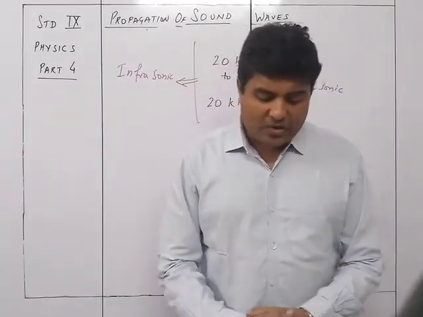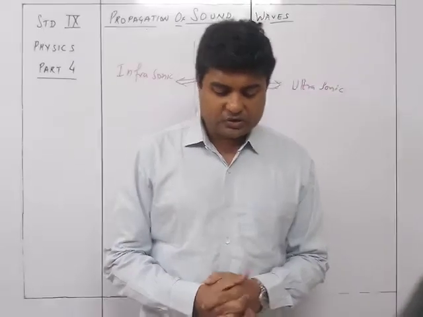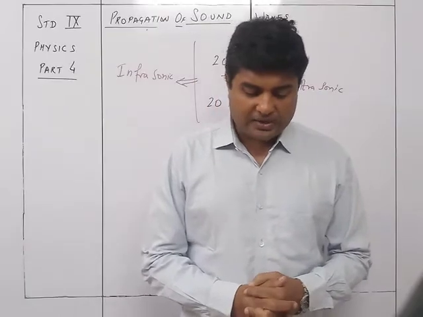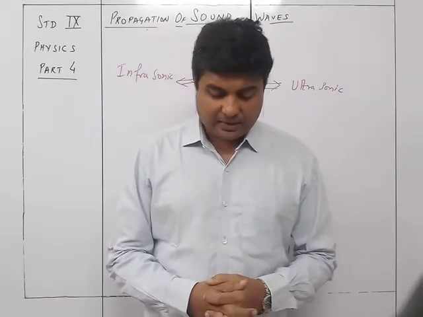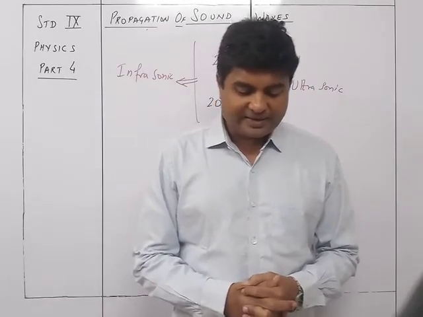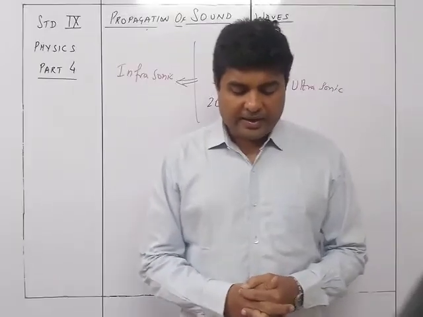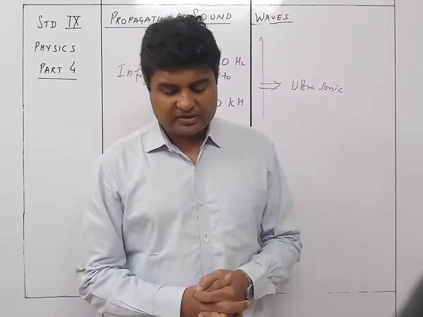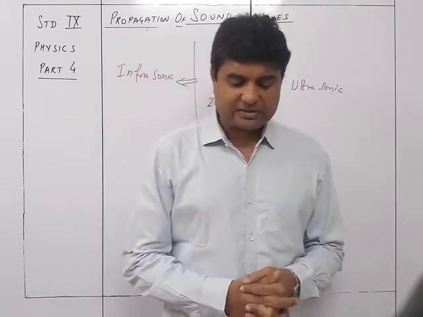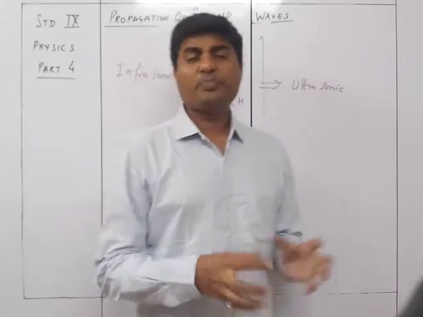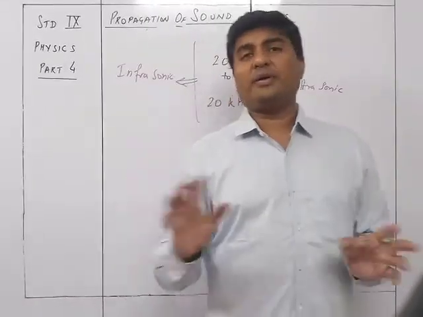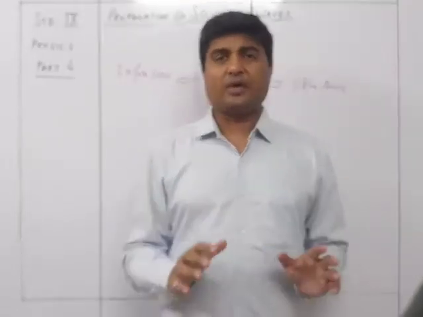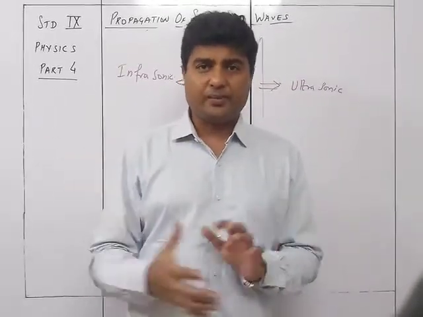We have read that sound of frequency above 20,000 hertz is called ultrasound. Ultrasound can travel quite freely in solids and liquids, but in gases its intensity falls. In a medium, it travels with the same speed with which audible sound travels. In air, the speed of ultrasound is 330 meters per second. It is only the frequency which is changing, the speed of sound is not changing. The speed of sound is still 330 meters per second in air.